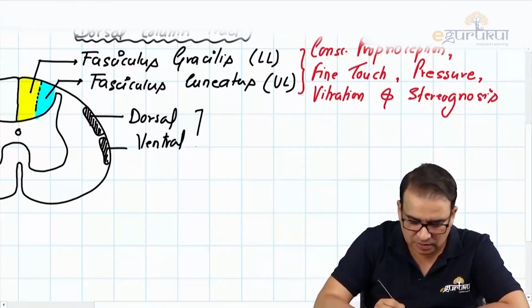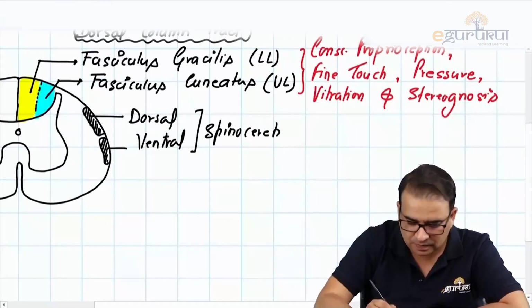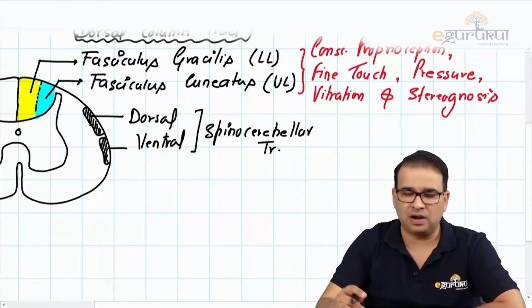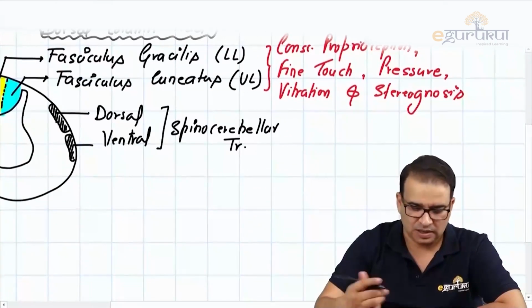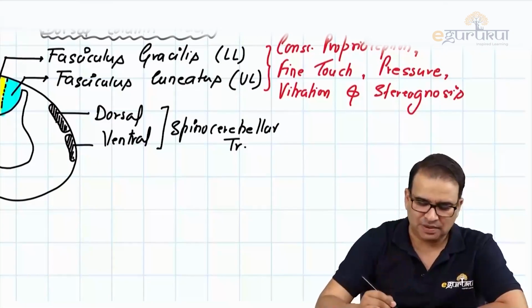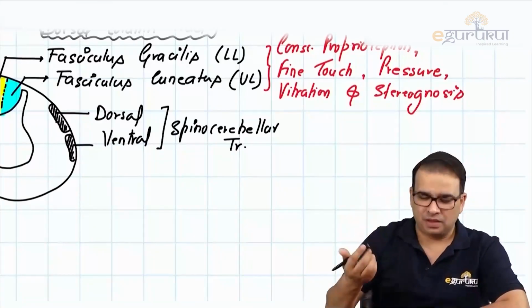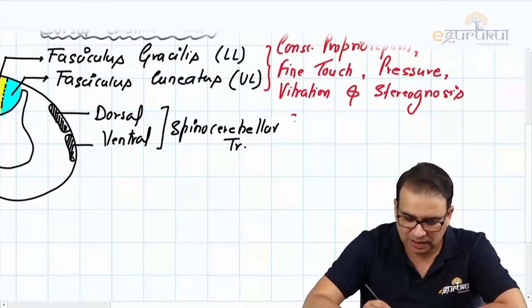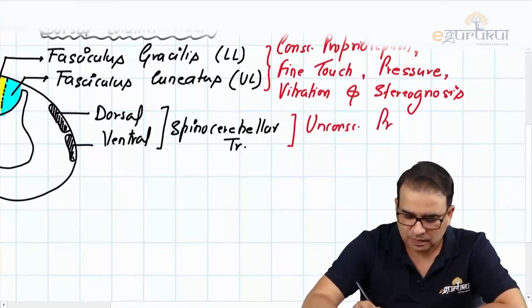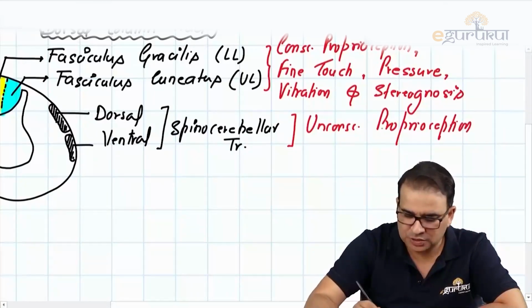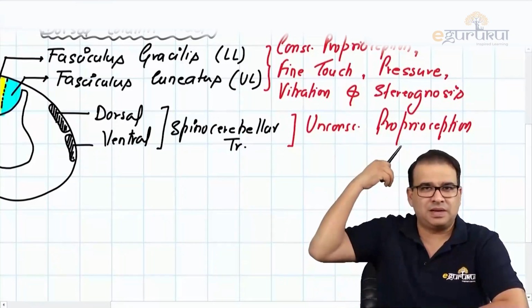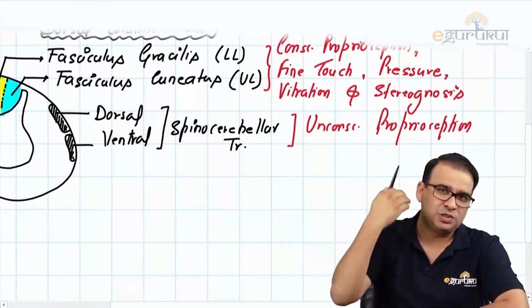Dorsal and ventral spinocerebellar tract. Obviously going from the spinal cord to the cerebellum. And when you look at the word spinocerebellar, you can easily make out what their function would be. They are carrying unconscious proprioception. Conscious proprioception goes into the cerebrum, that is, it has to go to the cerebral part. Unconscious goes into the cerebellum.